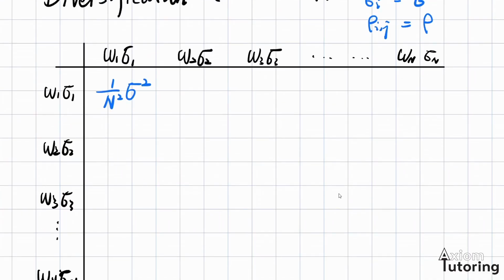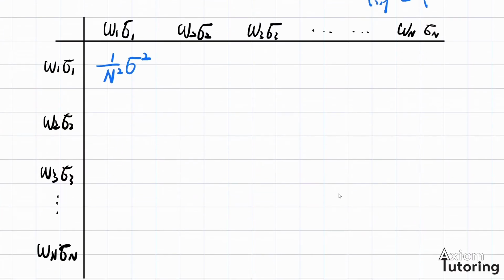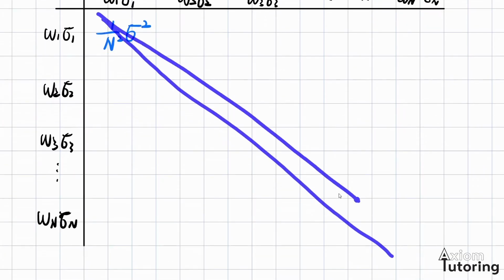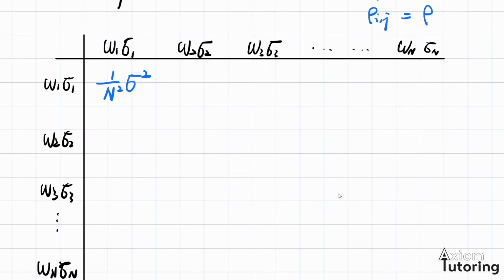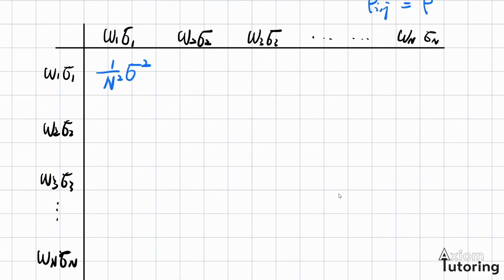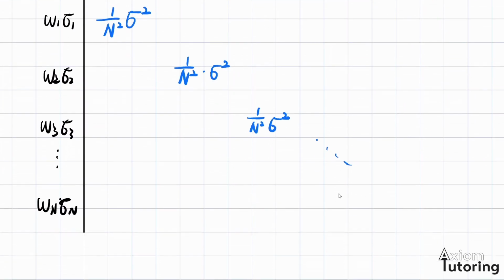And then let's take a look at the diagonal positions of this matrix. On the diagonal, everything is just the variance of the stocks themselves. But remember not to drop the weights here. So on the diagonal, everything is just 1 over n squared times sigma squared. For the third stock as well, 1 over n squared and sigma squared, all the way to the last stock, which is also 1 over n squared times sigma squared.